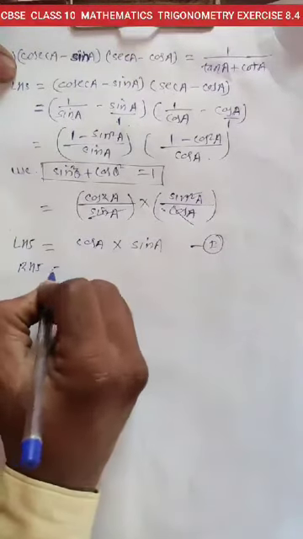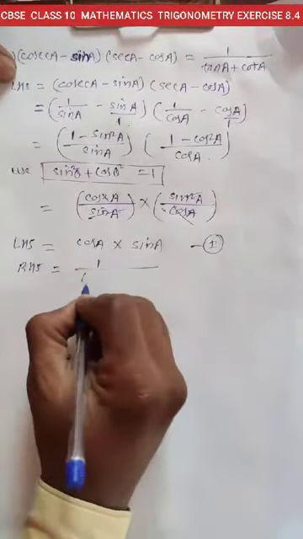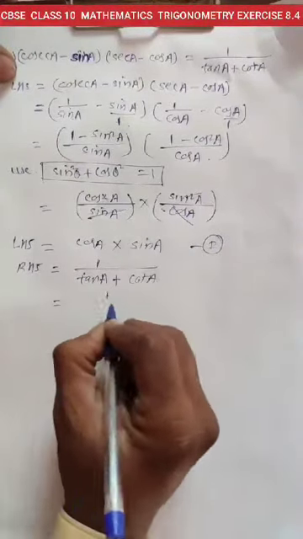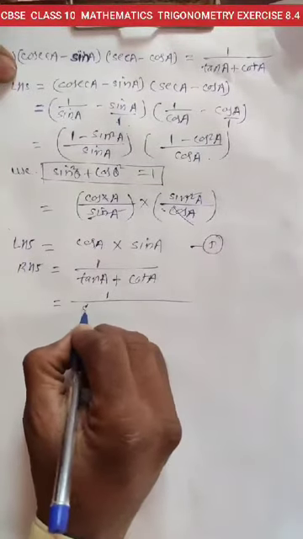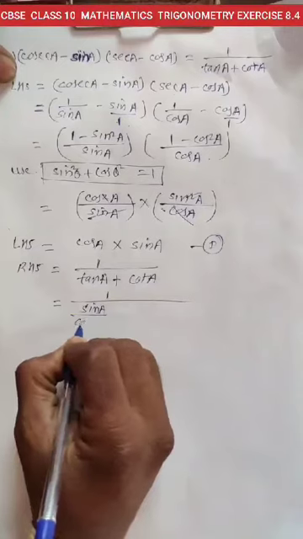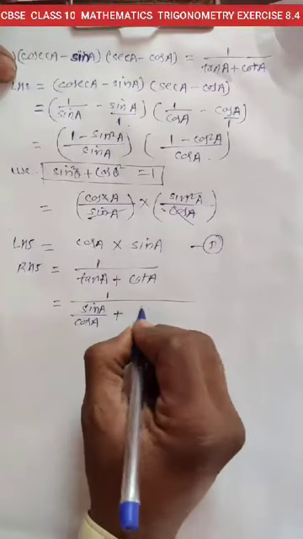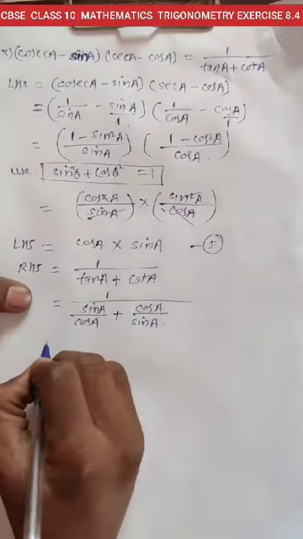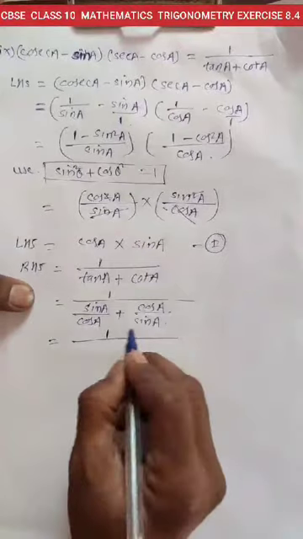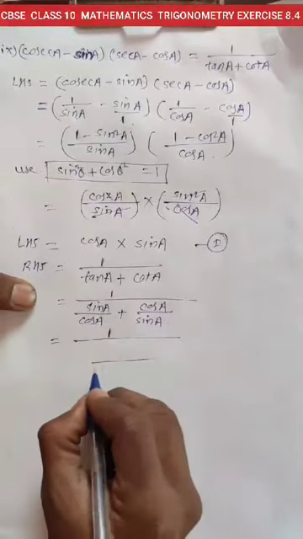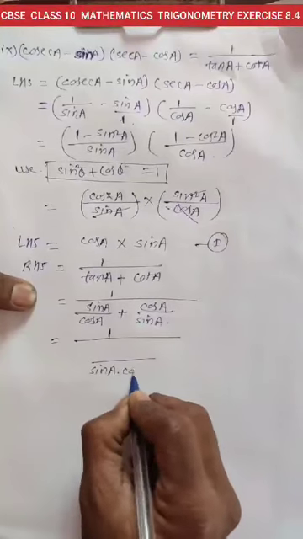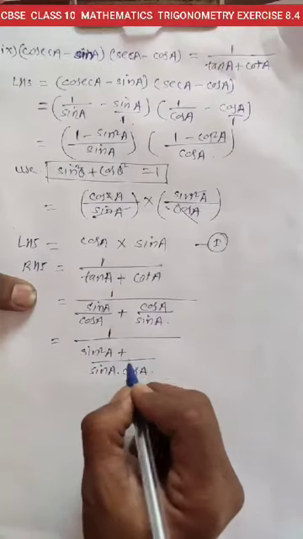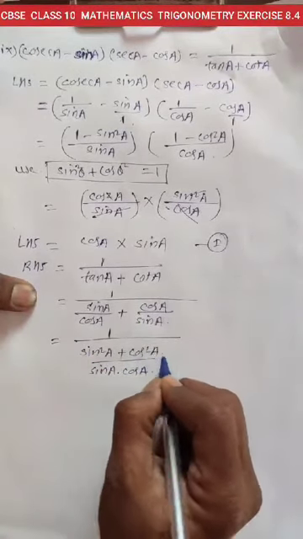Similarly, we can solve the RHS. RHS is 1 upon tan A plus cot A. Now simply in the next part, write down the basic formulation for tan A, which is sin A upon cos A, and plus for cot A, cos A upon sin A. Okay, so for this purpose, this 1 as it is is divided by the LCM, sin A into cos A, sin into sin, sin²A plus cos A into cos, cos²A.